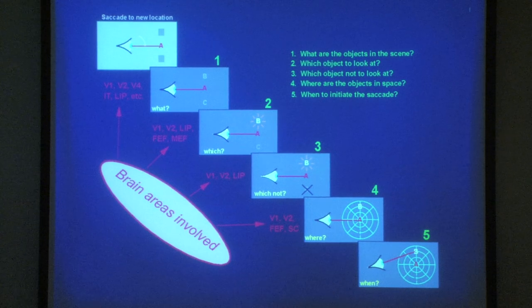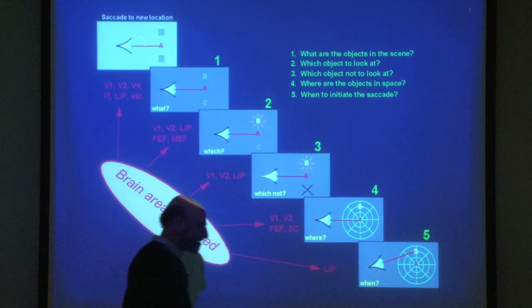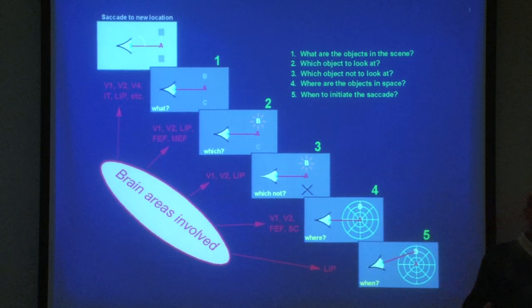And then you need, of course, a topographic arrangement to know where things are. And that you can find in many areas, including V1, V2, the frontal eye fields, and the colliculi, which are laid out in a nice topographic fashion. And then lastly, LIP is important for that. And I think to some degree also the medial eye fields, but I'm not sure about that, to decide when you should generate saccadic eye movements. Well, that's very nice and makes you realize that even though we never think about making eye movements, all this stuff is going on 3 times a second. It's amazing.